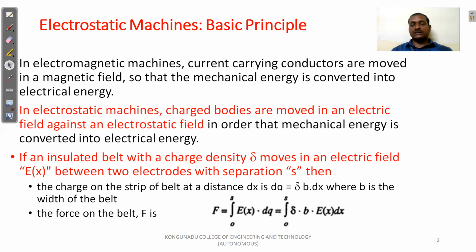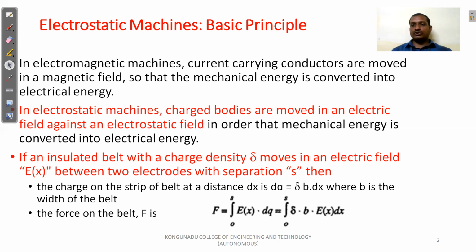So Van de Graaff generator is used to generate high DC voltage. It works under the principle of electrostatic machines. In a Van de Graaff generator or electrostatic machine, we use a moving belt arrangement. We use an insulated moving belt with a charge density del. The belt moves in an electric field E of x. So the charge density is del and the electric field intensity is E of x, between two electrodes with the separation S.